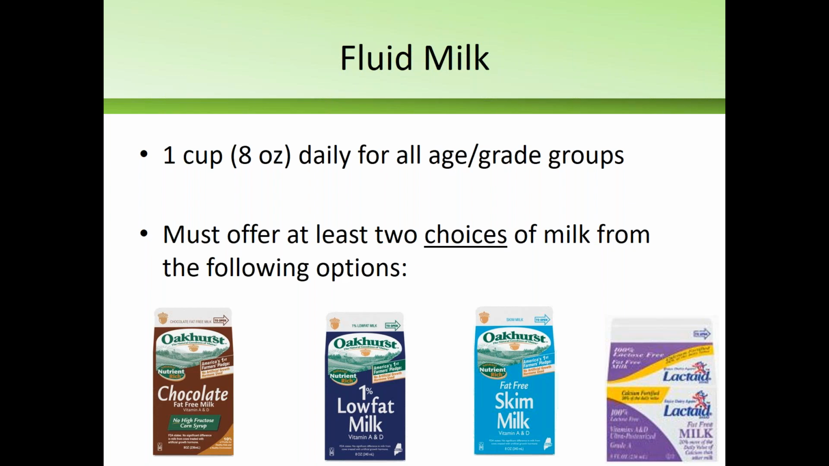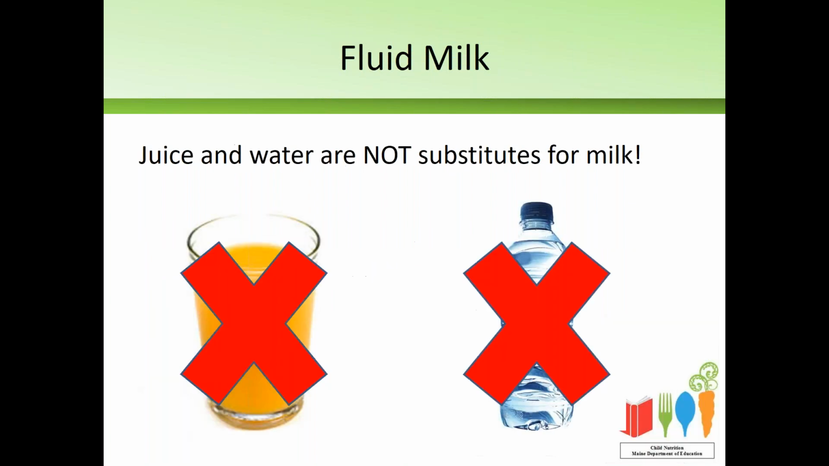And so we'll discuss each of the components in a bit more detail. First, let's start with fluid milk. It's 1 out of the 5 components that must be offered with every meal. The serving size is 1 cup or 8 ounces across all age grade groups. And 2 milk choices must be offered for lunch every day. This can be a combination of any of the milk shown on your screen. And even if your school does not offer flavored milk, 2 milk choices must still be offered.